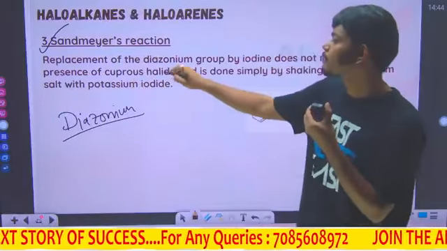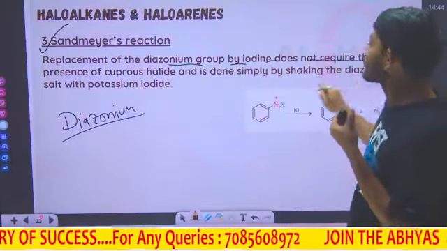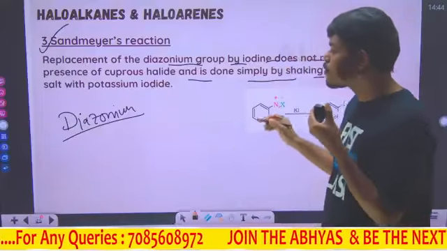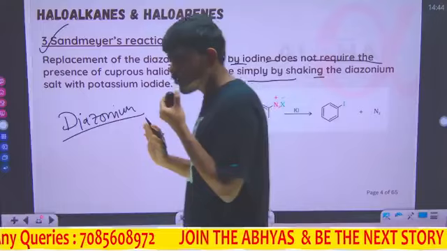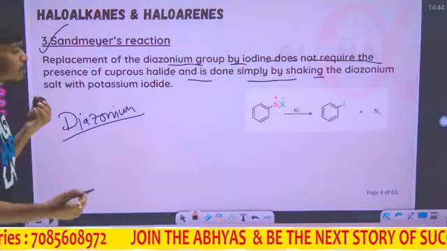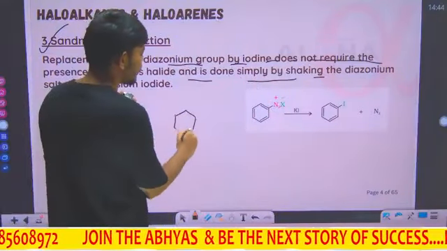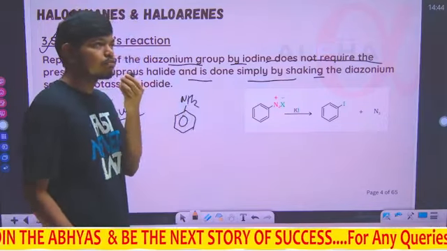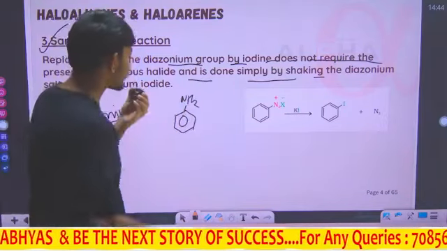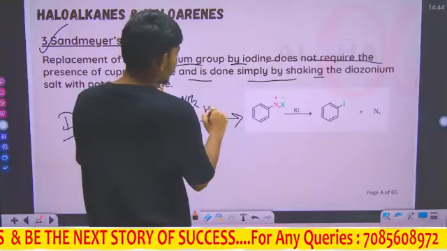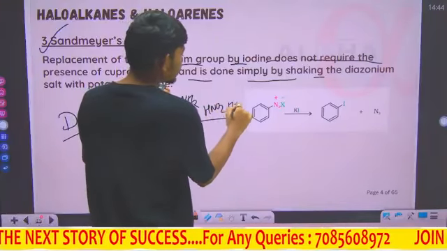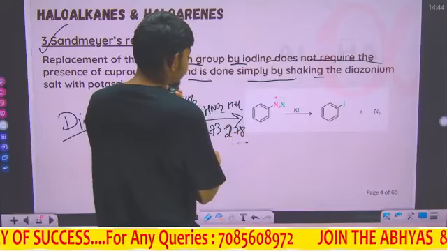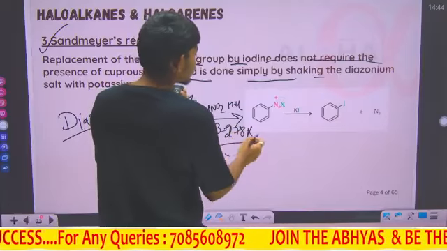Replacement of the diazonium group by iodine does not require the presence of cuprous halide. Whatever is written here, you know the thing. For those who don't know, let me tell you what diazonium is. Diazonium is formed when you react your aniline group, which comes from the chapter on compounds containing nitrogen, with HNO2 and HCl at 273 to 278 Kelvin. Very interesting reaction. So you get diazonium salt.